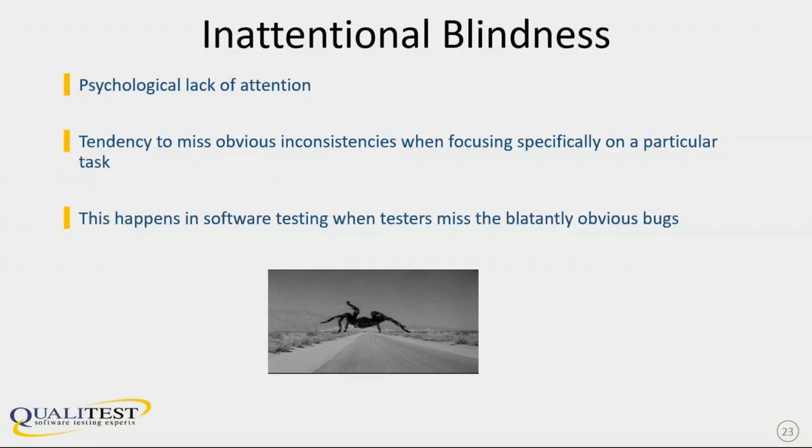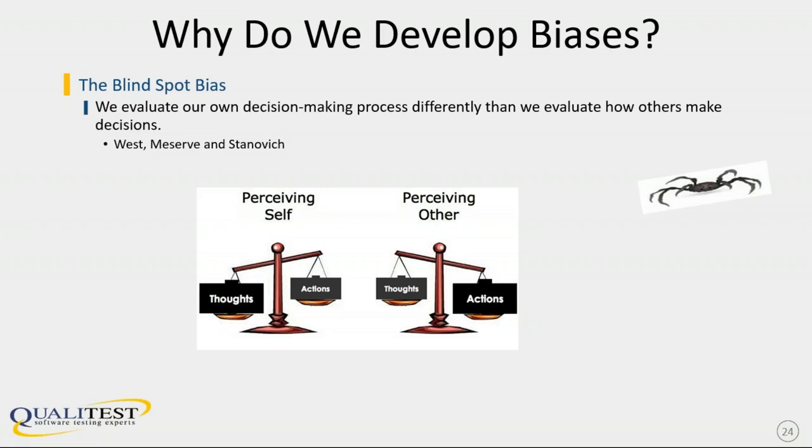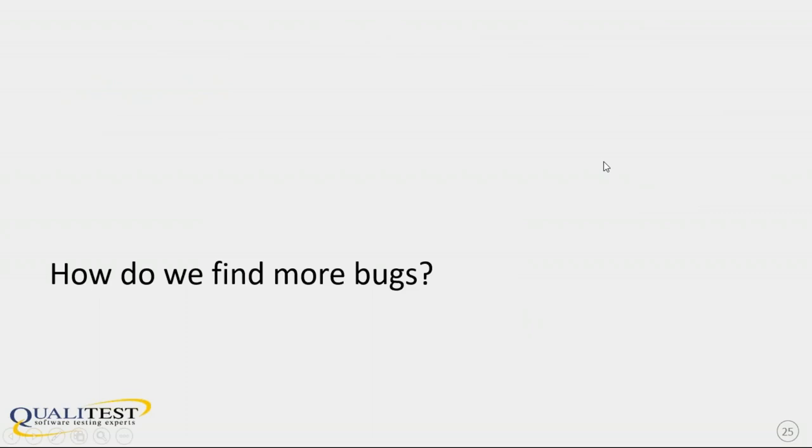So how do we develop these biases? Well, that's actually a bias. Mazurovan Stanovich did some research and found that we evaluate our own decision-making processes differently than we evaluate other people's. Basically, we don't think we're biased. We can see biases in other people and our colleagues, but we don't recognize our own bias. We perceive ourselves differently than other people. So let's relate this to finding bugs.